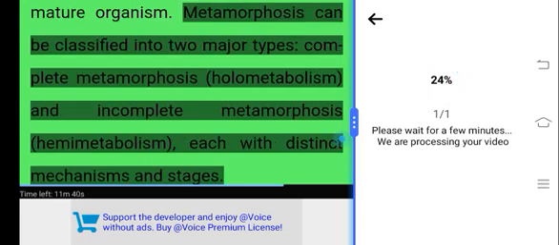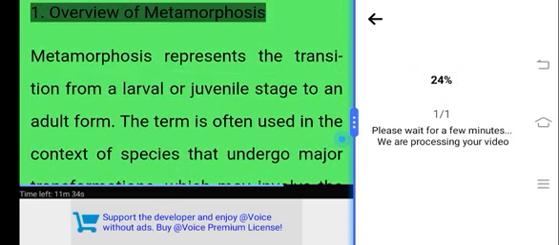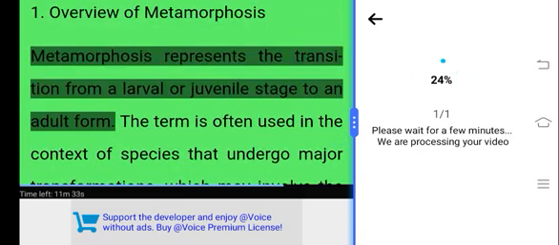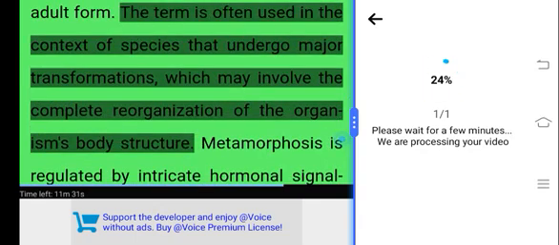Metamorphosis can be classified into two major types: complete metamorphosis (holometabolism) and incomplete metamorphosis (hemimetabolism), each with distinct mechanisms and stages. 1. Overview of metamorphosis. Metamorphosis represents the transition from a larval or juvenile stage to an adult form. The term is often used in the context of species that undergo major transformations, which may involve the complete reorganization of the organism's body structure.